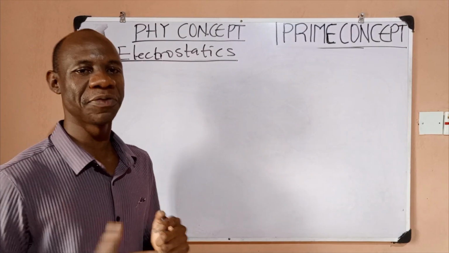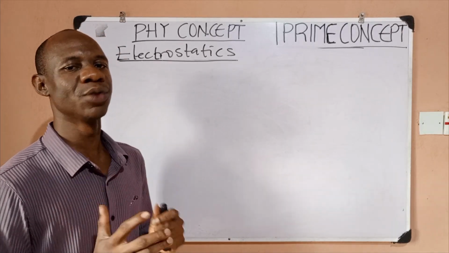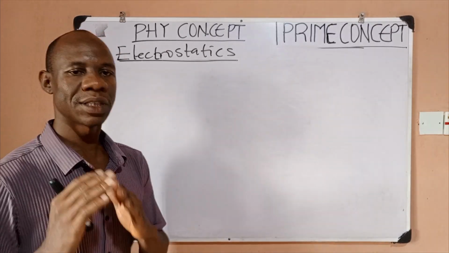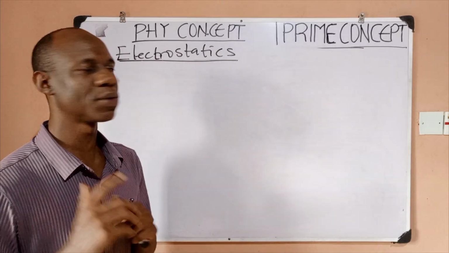In this video, I'll be explaining the sign convention that is used in solving problems under Coulomb's law in vector form, and we'll be taking our very first example in this video.